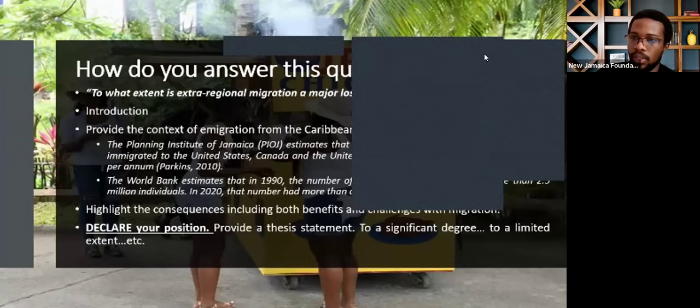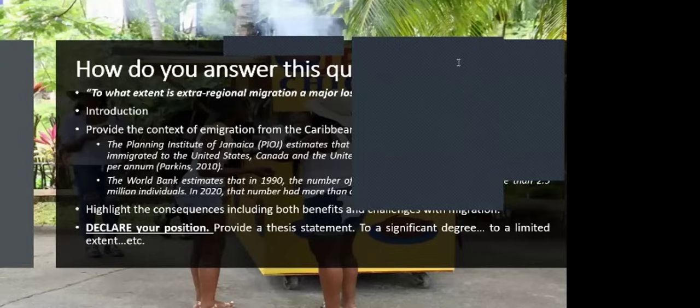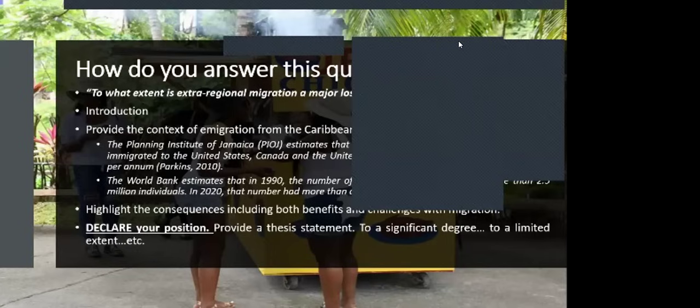All right, let me hear from Sarah. Yes, Sarah. I wanted to know, can the loss of sports professionals, like sports athletes from Caribbean countries and coaches and stuff, contribute to the major loss of Caribbean countries, as well as professionals in terms of teachers and so forth?